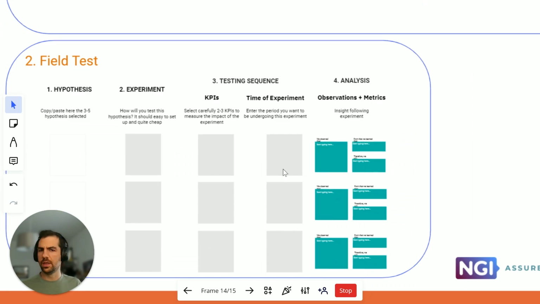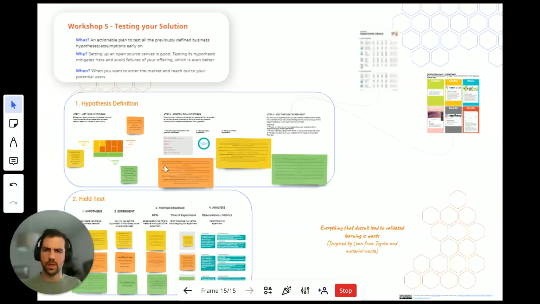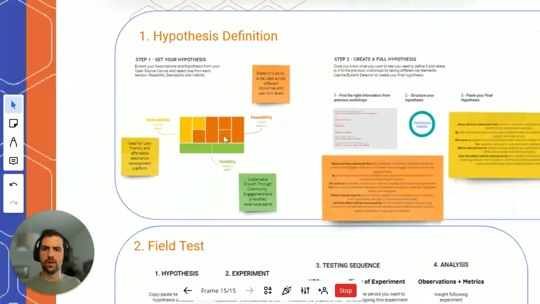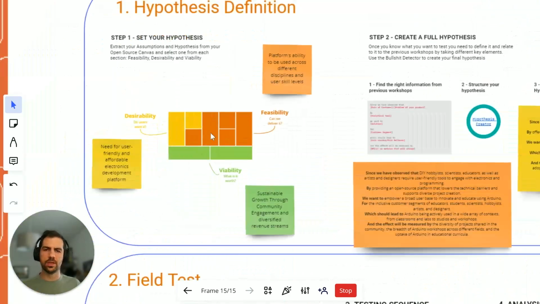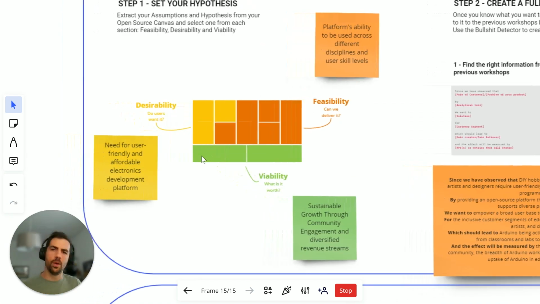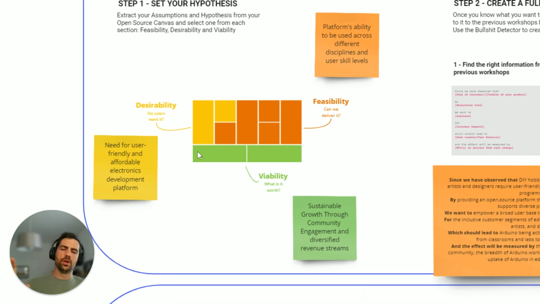And I think, as usual, it makes sense to go through an example and let's see what could have happened for Arduino developers when they were building their project, right? So in terms of the desirability, this is all selected from the open source Canva that was already filled. So remember that you can either have that or have some parts of it and define some hypothesis for this.